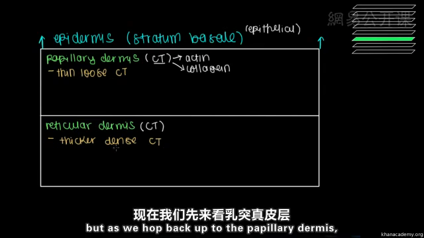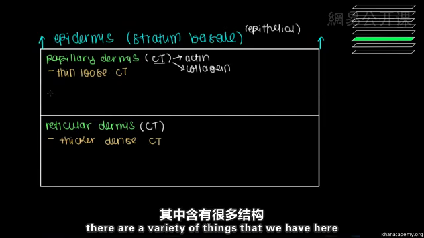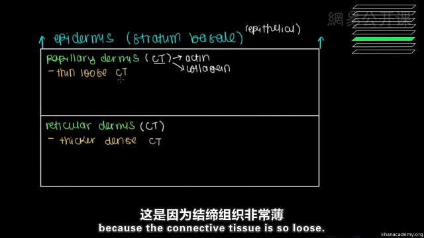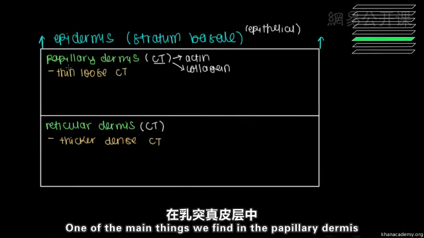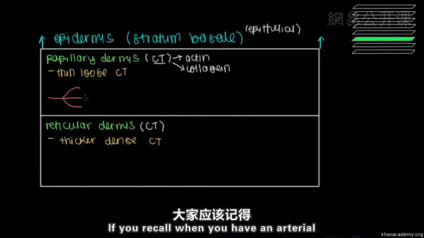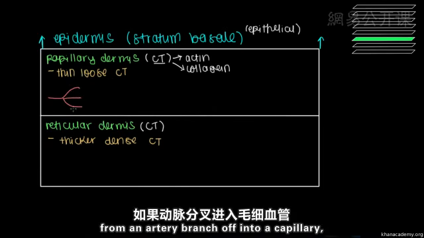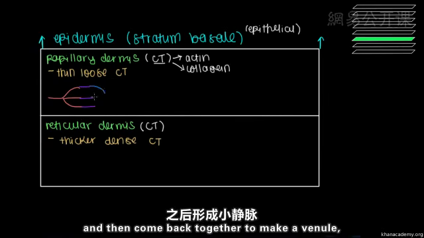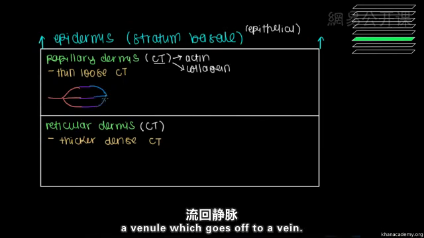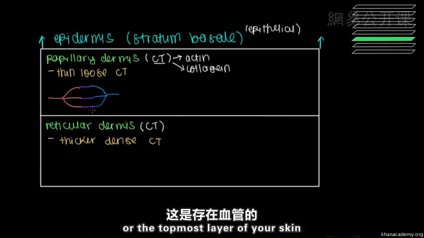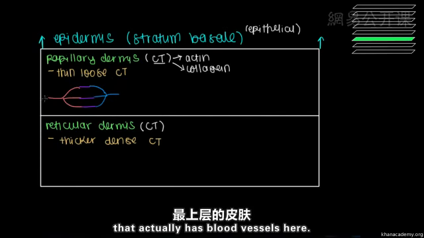But as we hop back up to the papillary dermis, there are a variety of things that we have here that have to change shape and position, and are able to do so because the connective tissue is so loose. One of the main things we find in the papillary dermis are blood vessels. If you recall, you have an arteriole from an artery branch off into a capillary, so you've got these purple capillaries right here, and then come back together to make a venule which goes off to a vein. And realize now that this is the most superficial, or the topmost layer of your skin that actually has blood vessels here.